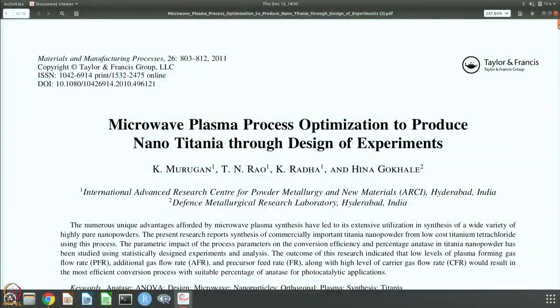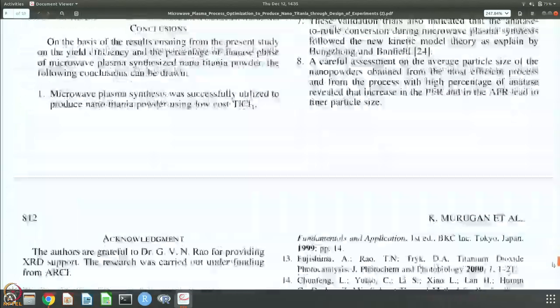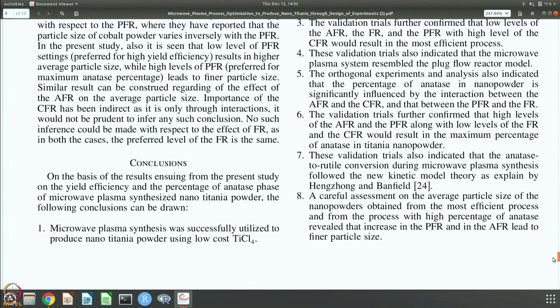So let us do this. I am also going to keep this paper handy. So this is the paper by Murugan et al. It is about microwave plasma process optimization to produce nanotitania through design of experiments, and it also has some interesting conclusions which are worth going through.